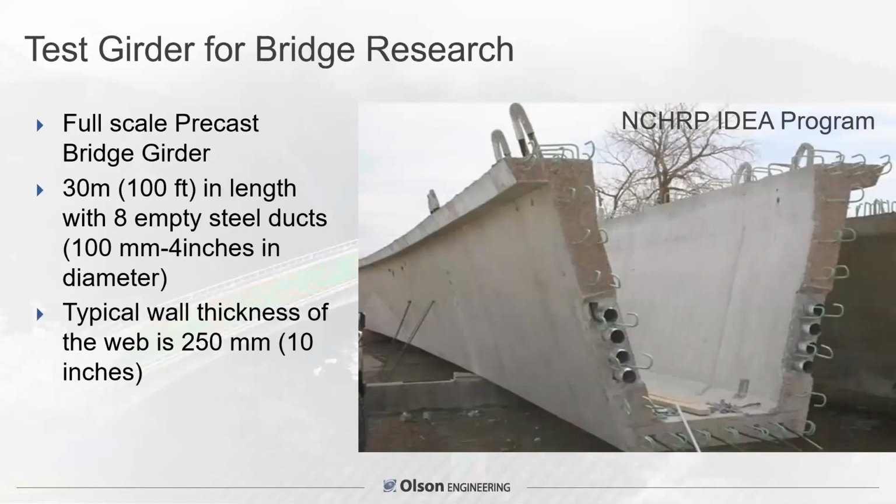We were fortunate to be donated a girder by a local company in Colorado when we had this research project for the NCHRP IDEA program. We used 20 feet of the length of this long girder, we didn't need all of it, to grout defects into the 4-inch diameter ducts that are shown there in the girders. And the wall thickness was nominally 250 millimeters, or 10 inches thick.